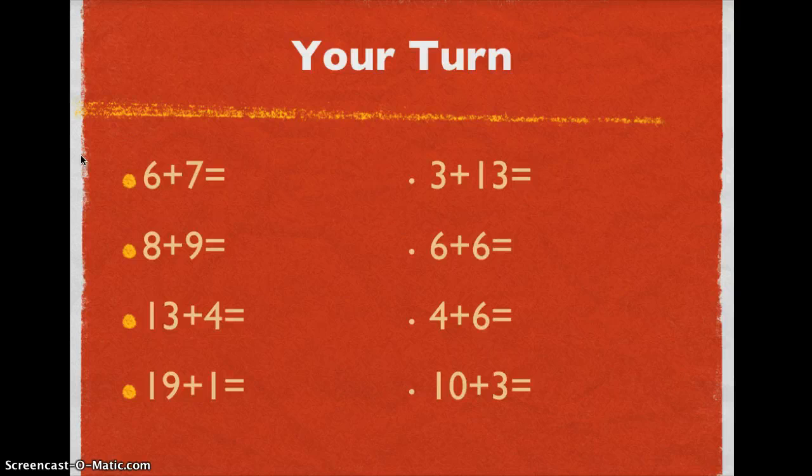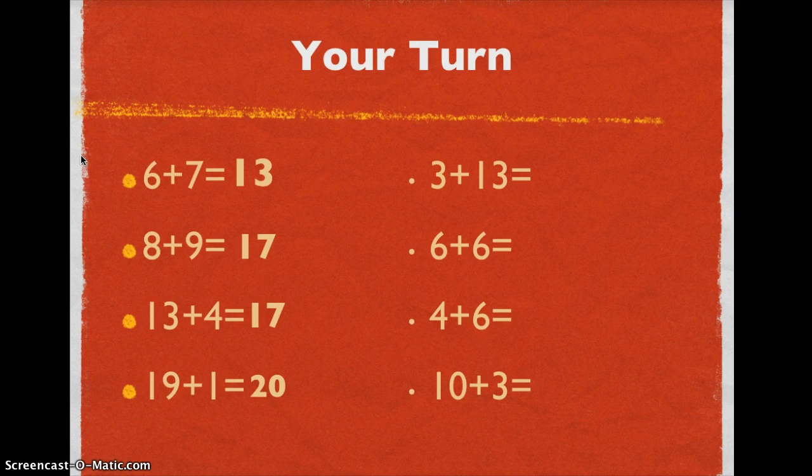Now let's go over some answers. The answer to 6 plus 7 is 13. 8 plus 9 is 17. 13 plus 4 is 17. 19 plus 1 is 20. Now for the next four, I would like someone to raise your hand and tell me how they got to this answer and what their answer is.